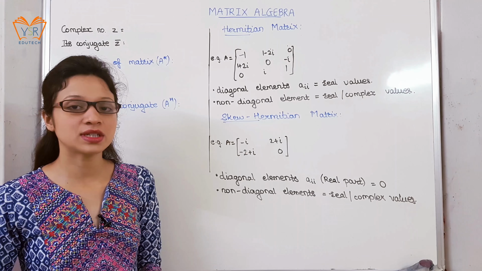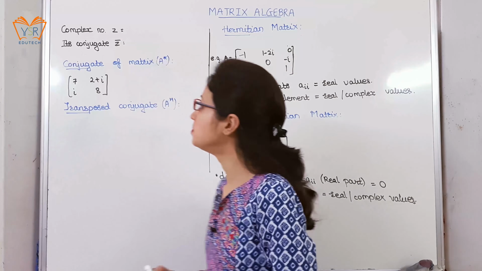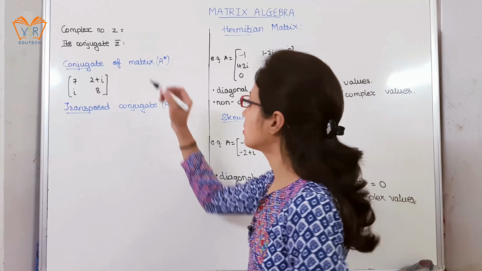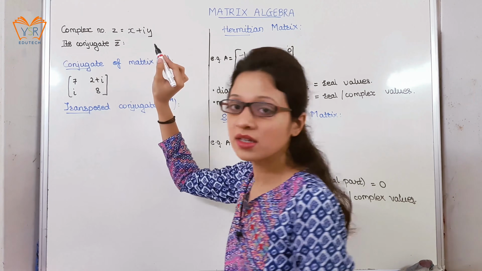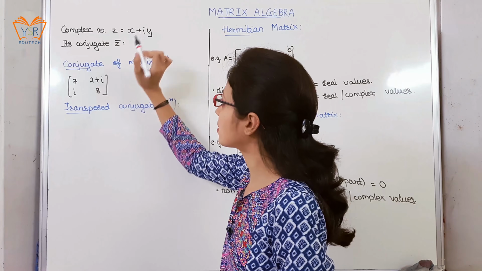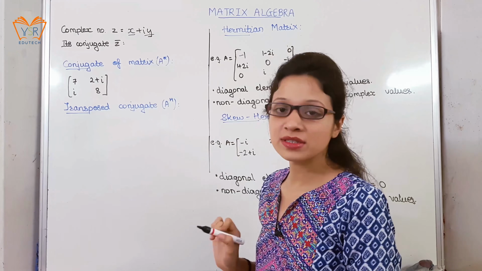In this video, we'll study what is Hermitian and skew Hermitian matrix. Any complex number z is written in this form x plus iy, where x and y are the real values, x is the real part and iy is the imaginary part.